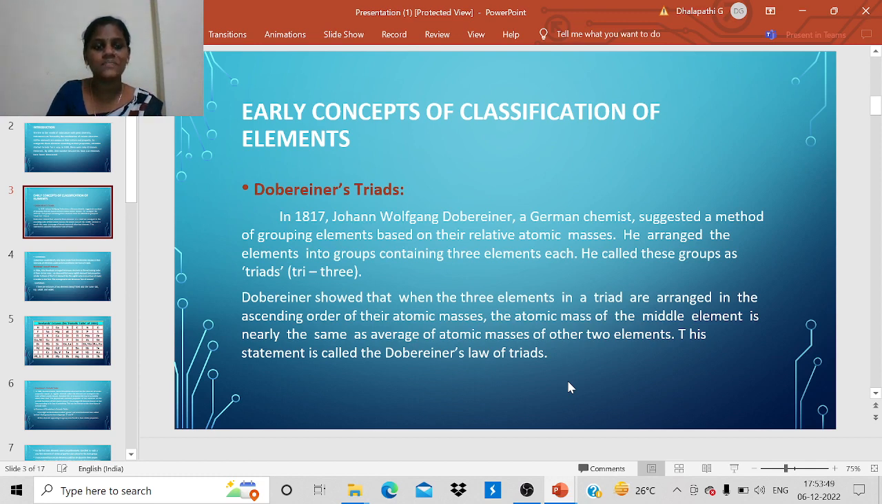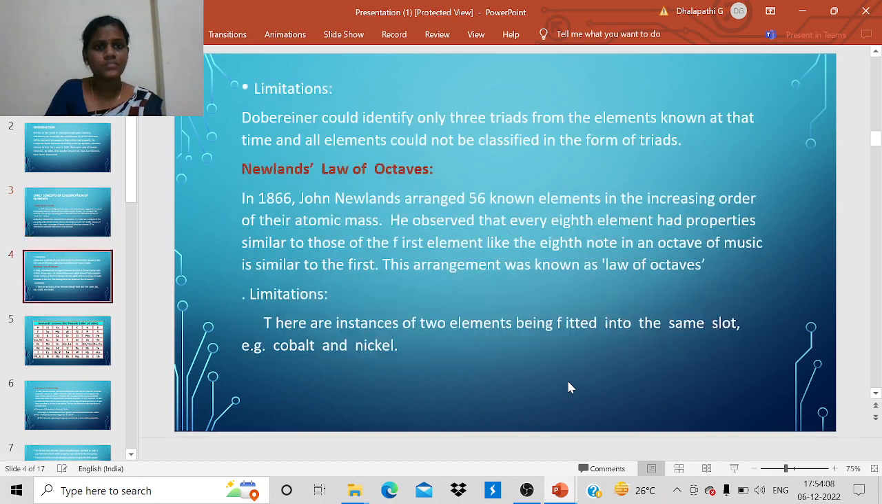Tri means 3. Döbereiner showed that when the 3 elements in a triad are arranged in ascending order of their atomic masses, the atomic mass of the middle element is nearly the same as the average of the atomic masses of the other 2 elements. This statement is called Döbereiner's law of triads. Limitations: Döbereiner could identify only 3 triads from the elements known at that time, and all elements could not be classified in the form of triads.